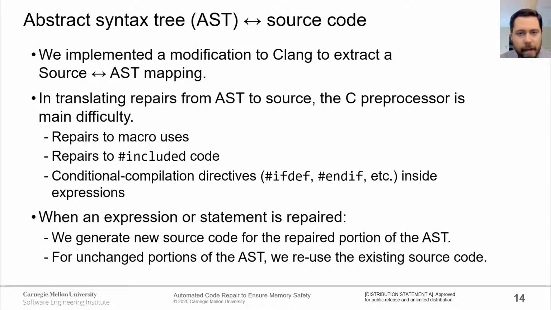So we implemented a modification to Clang to extract a mapping between the source code and the AST. In translating repairs that were done on the AST back to the original source code text, the C preprocessor is the main source of difficulty. So if we need to make a repair to a macro use, we just expand the macro and repair the expansion. If a repair needs to be done to #included code, then we just repair the file that was #included.